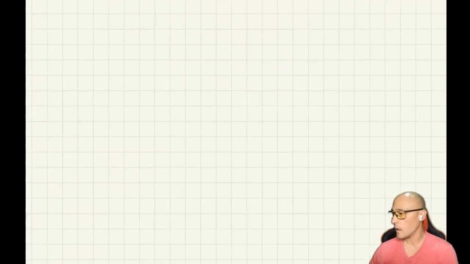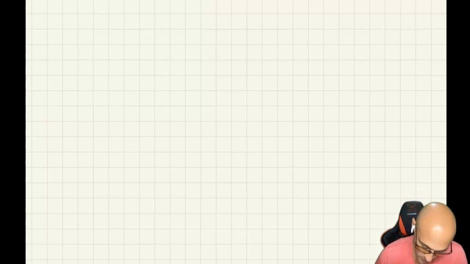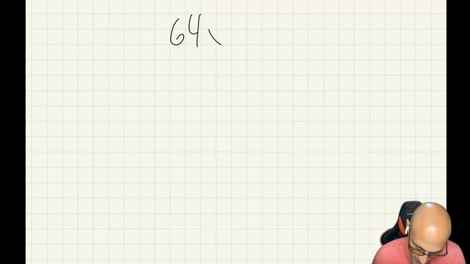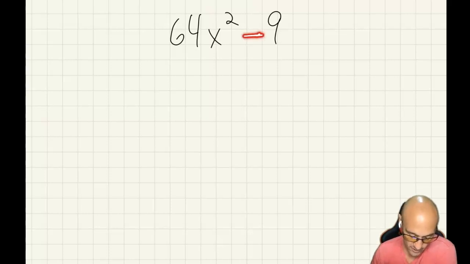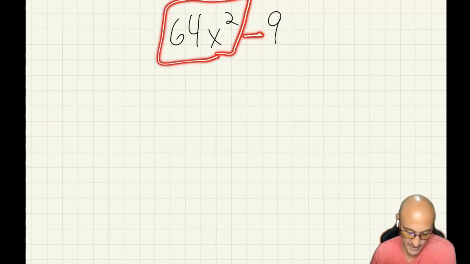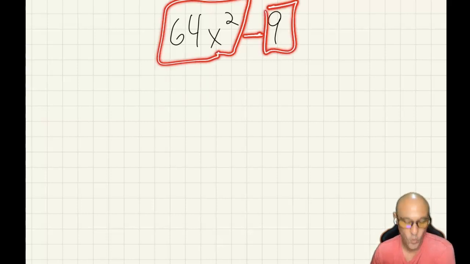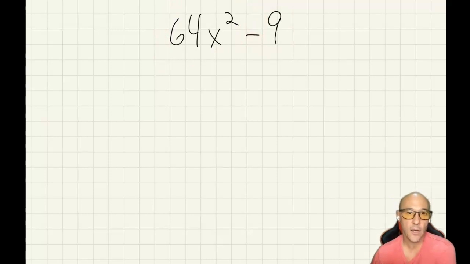Okay. The next one, let's do 64x squared minus 9. Now, this one is a special kind of problem. It's called a difference of squares. And that means that this is a square and this is a square. Now, can you look at those and tell that they're squares, or can you not see it? And do you know what I mean by squares?